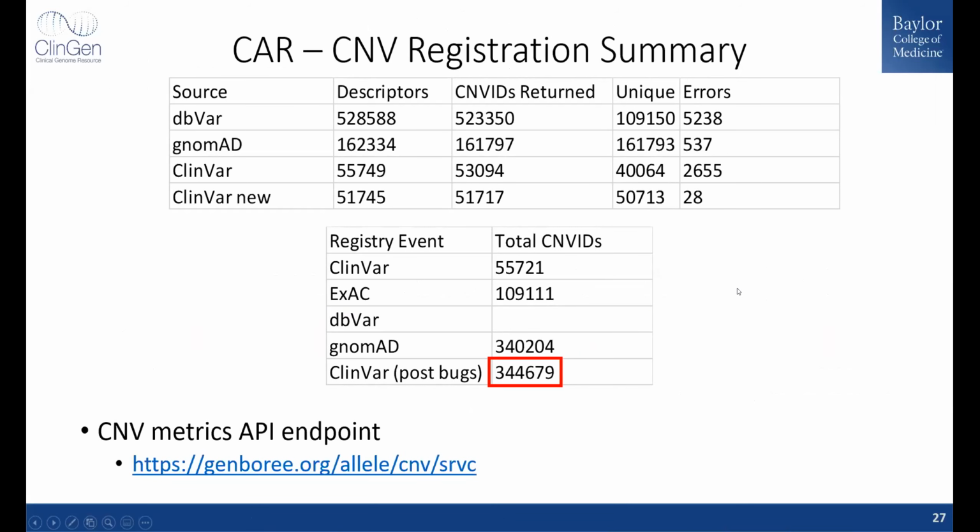So this is a registration summary of where we're currently at. The main point here is that compared to the 1.13 billion short variants that we have in the Allele Registry, the CAIDs, we have roughly 344,000 CACN IDs. We're continually expanding these endpoints that allow people to get some of this summary data, and we're working on doing something similar for the Allele Registry at a smaller scale.